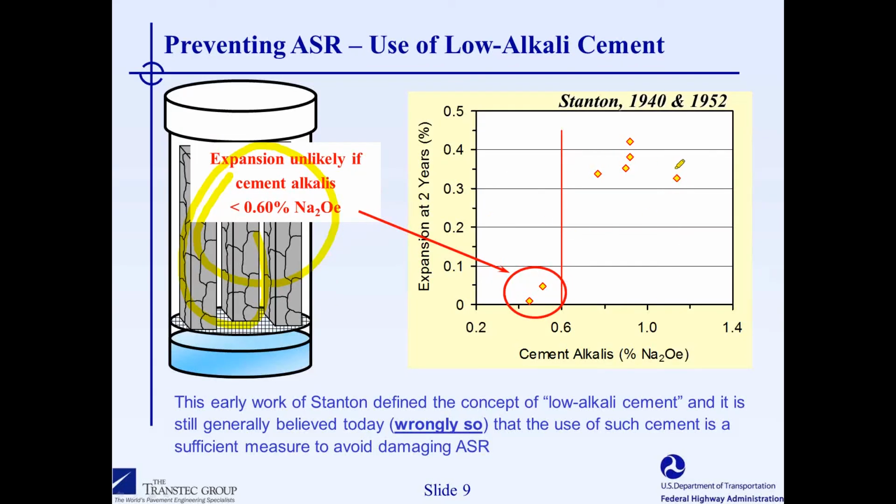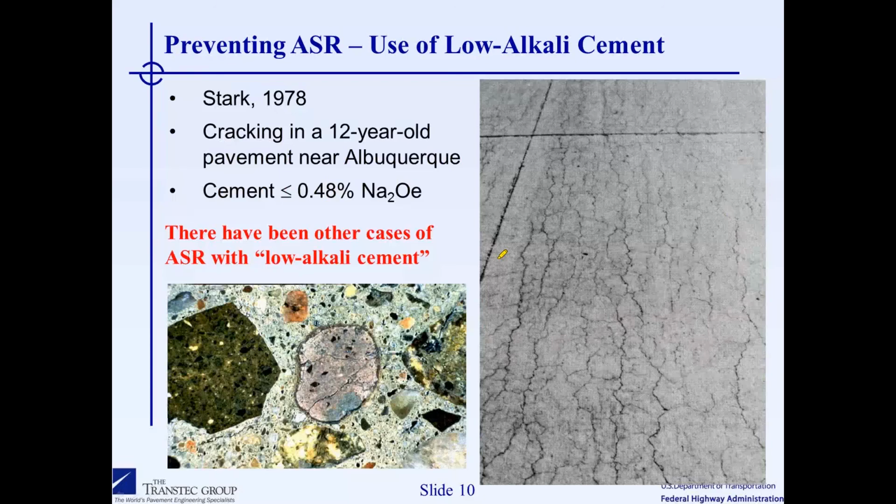He ran this test out for 2 years with 7 different cements, and he found that when the cement alkalis were somewhere above 0.6, he got expansion, and when they were below 0.6, he got no expansion. And this was really the sort of birth of the concept of low alkali cement. And that 0.6% has stuck with us for many, many decades since as being the sort of demarcation between low and high alkali cement.